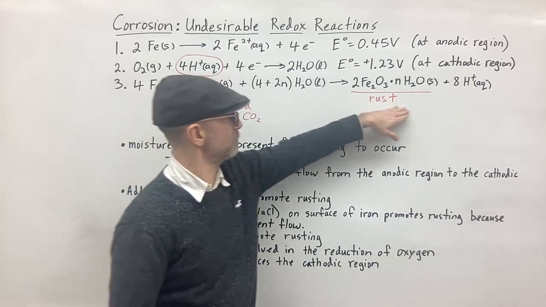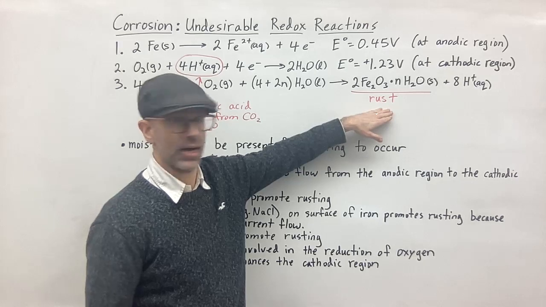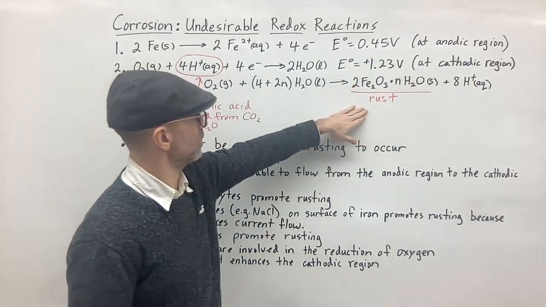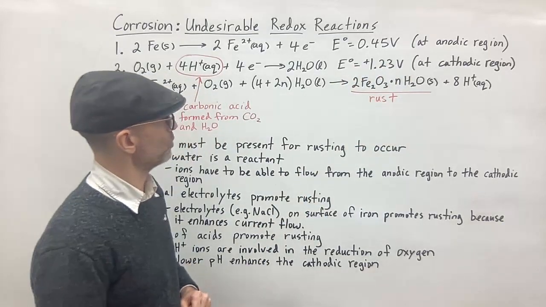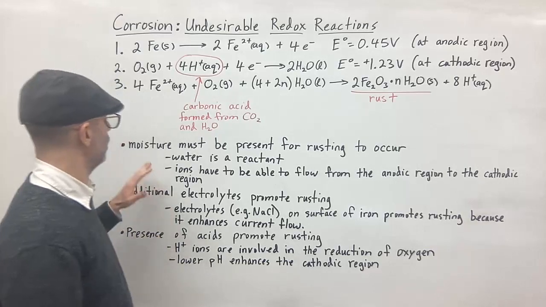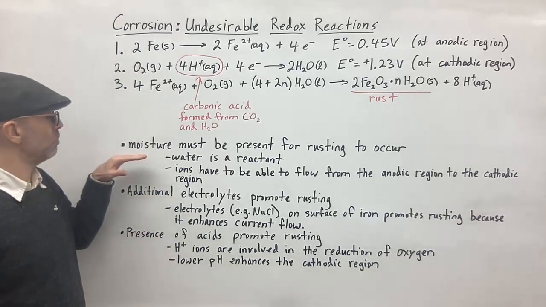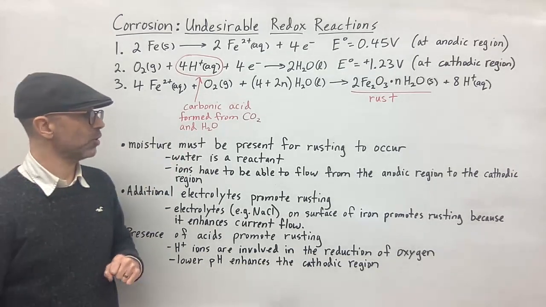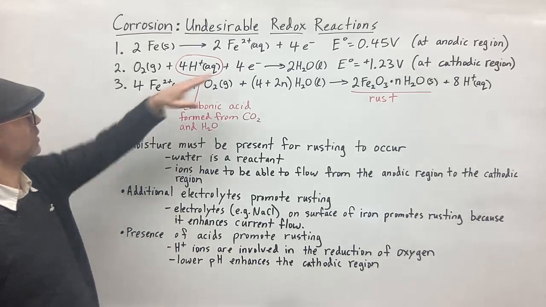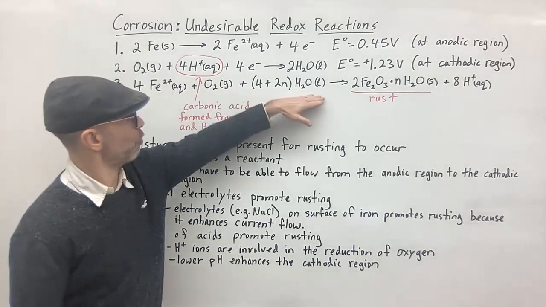So rust is basically a hydrated form of iron(III) oxide. And so this is what's forming when rust forms, and it undergoes this process here. Now, a few things to point out. One, moisture must be present for rusting to occur because water is a reactant. So we see water as a reactant here to form rust.